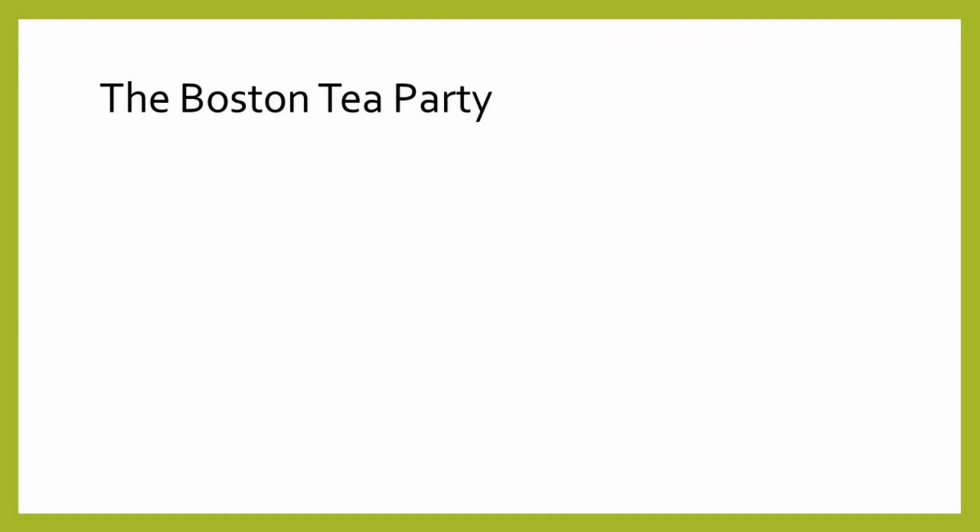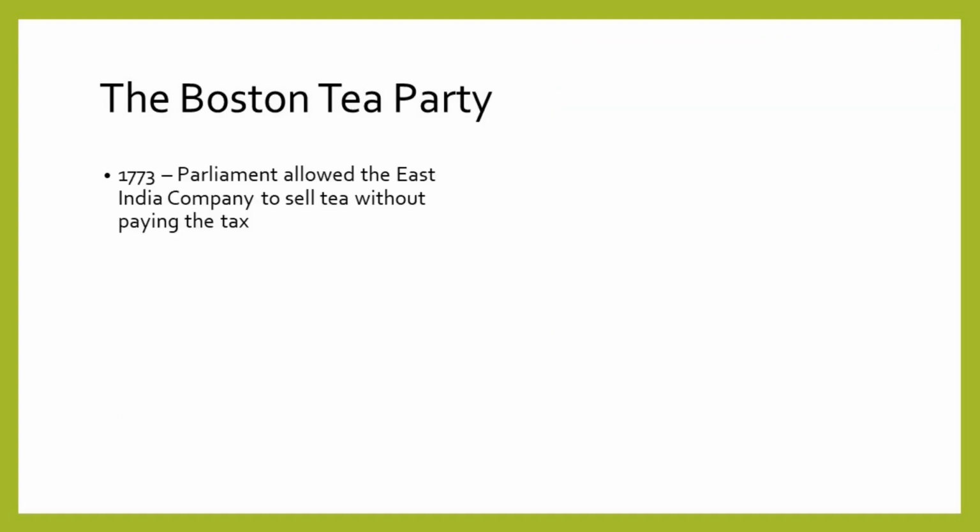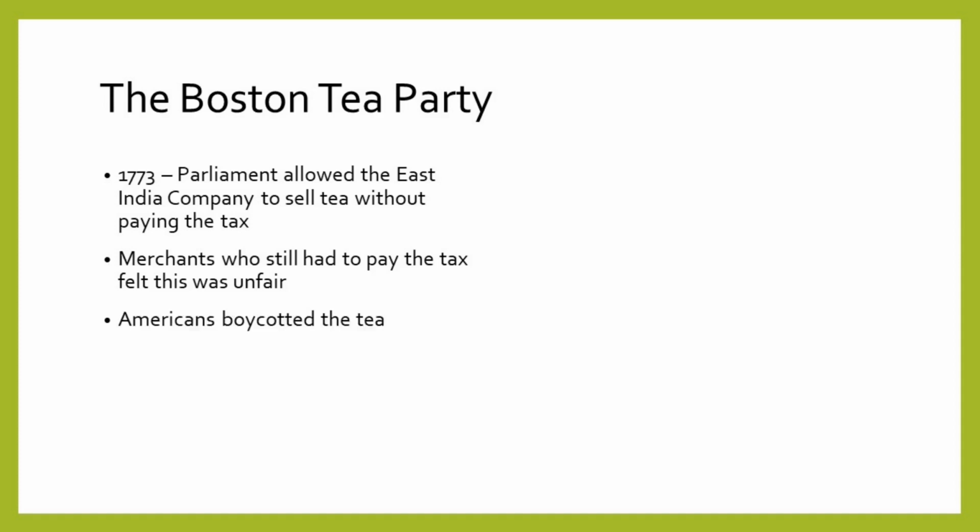The next major event came in 1773, when Parliament passed a law that allowed the East India Company to sell tea in the colonies without paying the import tax. This angered colonial merchants because they still had to pay the tax, and it meant that the East India Company could undercut their prices. For everyday Americans, this actually lowered the price of tea, but at this point it was a moral issue, and so they still boycotted it anyway.